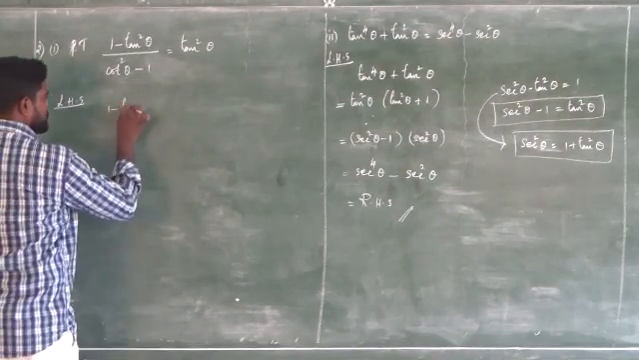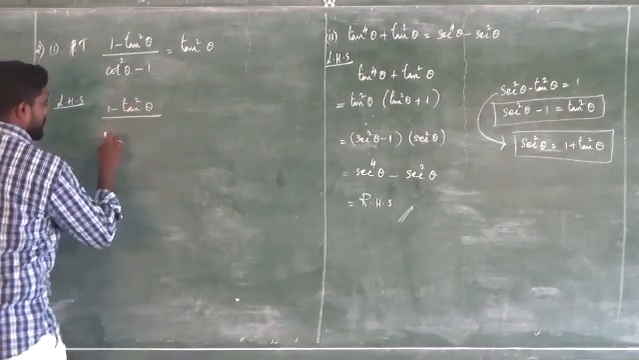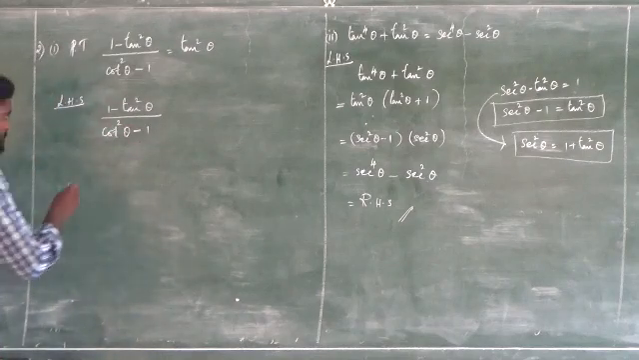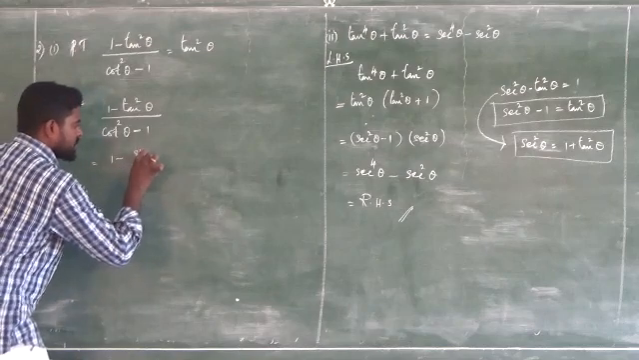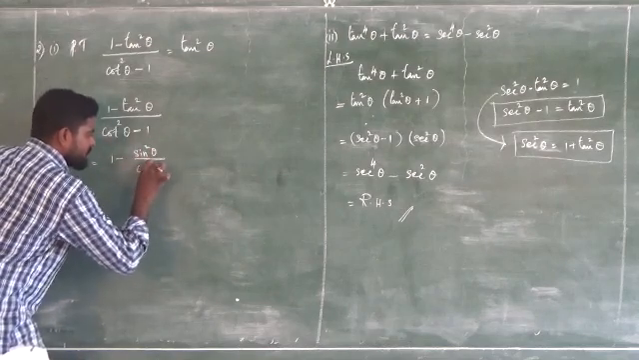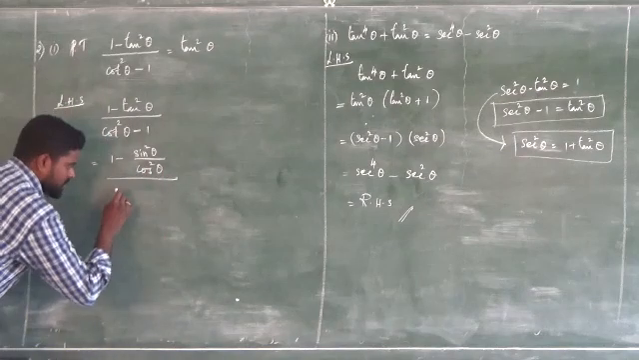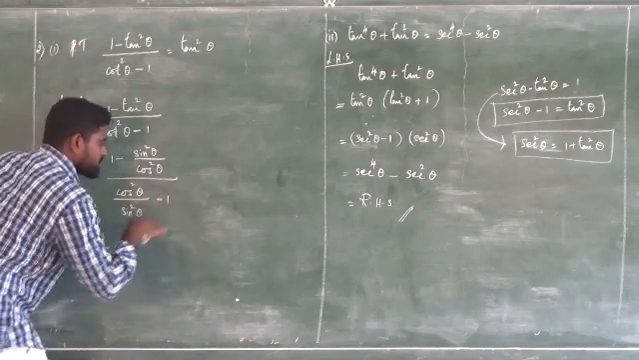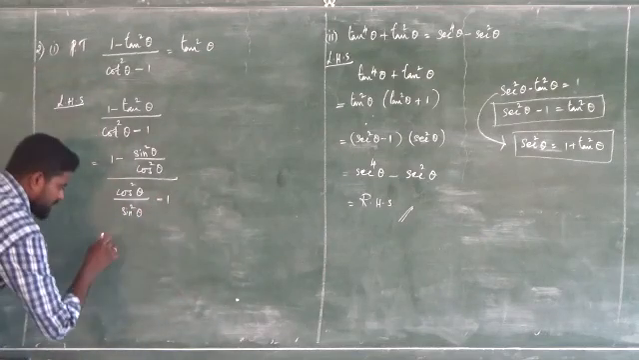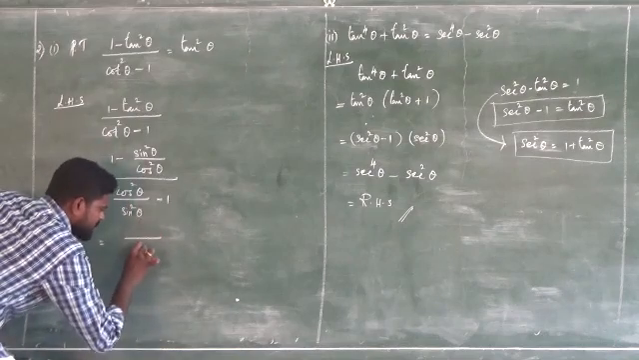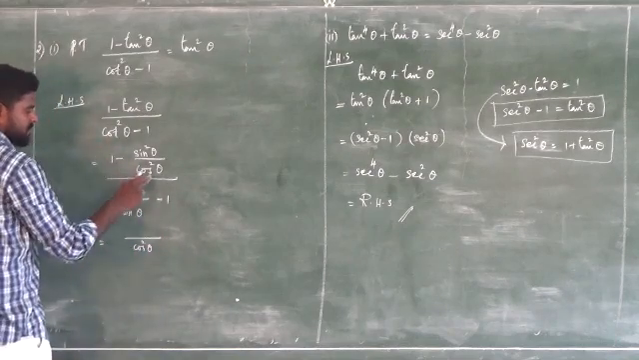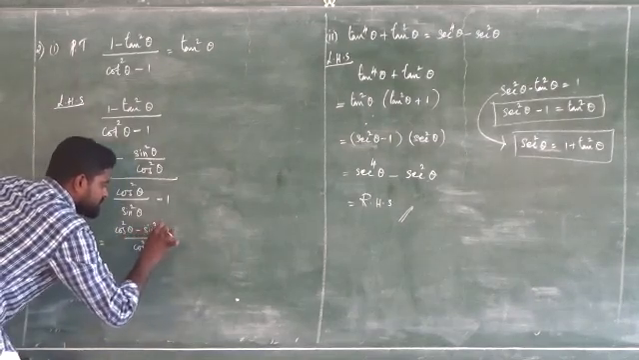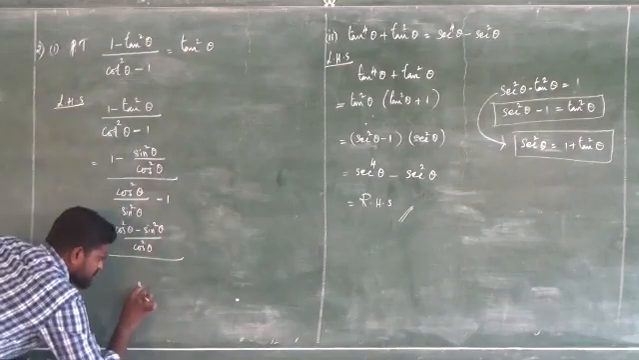This is 1 minus tan square theta by cot square theta minus 1. So change in terms of sin and cos. So it becomes 1 minus sin square theta by cos square theta, whole divided by cot square, which is cos square theta by sin square theta, minus 1. So take LCM for both numerator and denominator. The numerator LCM is cos square theta, so 1 into cos square theta minus sin square theta, whole divided by, here LCM is sin square theta.